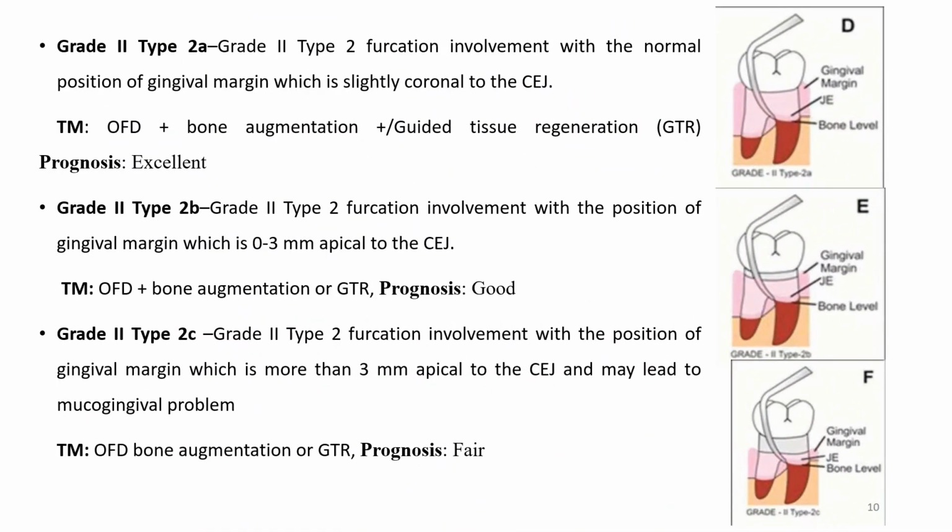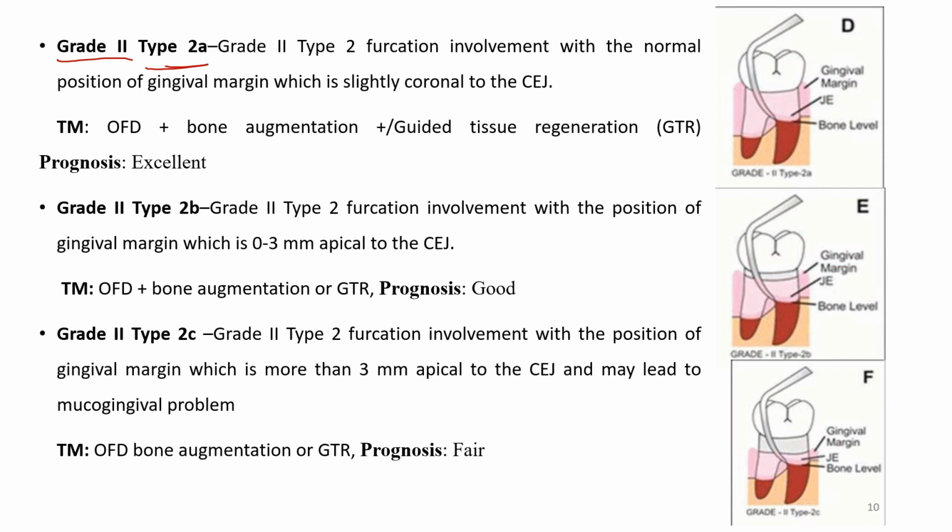Now we come on to the grade 2 type 2A. Grade 2 type 2 furcation involvement with the normal position of gingival margin which is slightly coronal to CEJ. Okay, now here all the characteristics of grade 2, that is radiographically there will be bone loss, then there will be moderate amount of bone loss, and the bone loss will start from one furcation but will not continue to the next furcation entrance. So that is the characteristic of grade 2. Type 2 characteristic is what? That furcation involvement will be there in the horizontal direction also and in the vertical direction also.